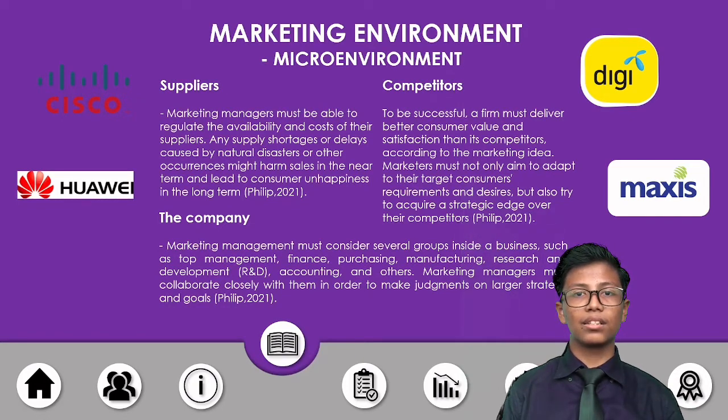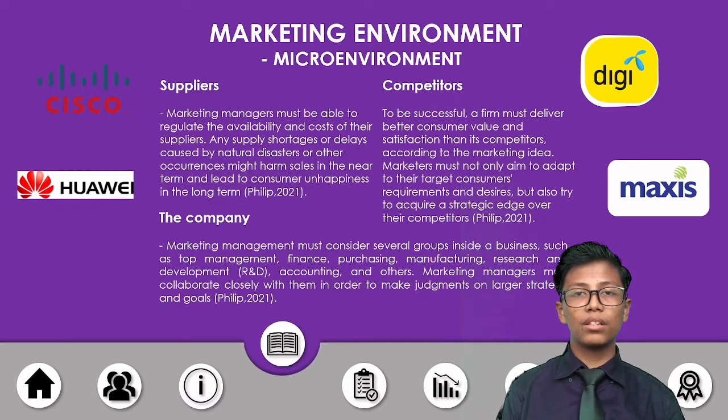Next is suppliers. They are an important component of a company's total customer value network. They are the ones who supply raw materials, components, cutting tools, and other equipment to the business. Marketing managers must be able to regulate the availability and cost of their suppliers. Any supply shortage or delays caused by natural disaster or others might harm sales and lead to consumer unhappiness. Examples of Axiata suppliers are Watch Data Technologies, Huawei, and Cisco.